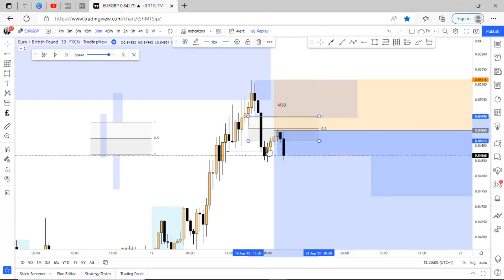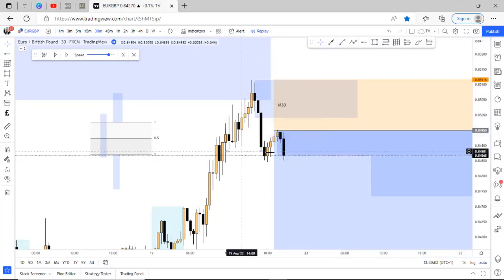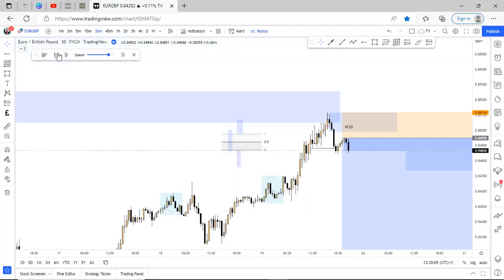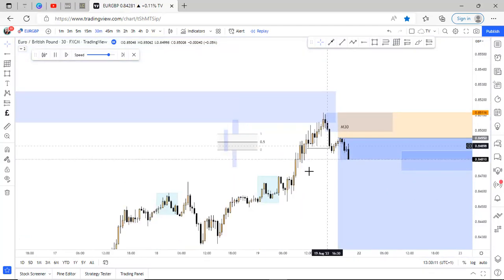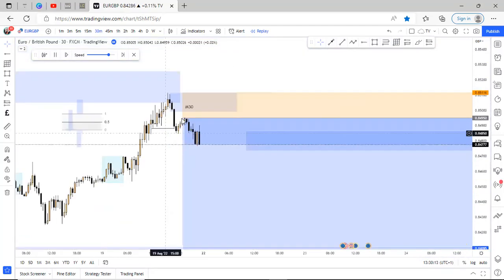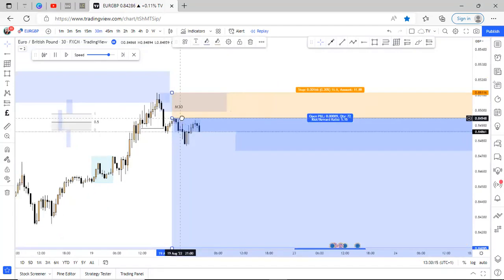After the break of structure, after taking out the structural low, price retraced back into the 50% of this imbalance that we have right there, and price is basically using that. So once I discovered that was what price was doing, I then got into a sell entry on this trade.